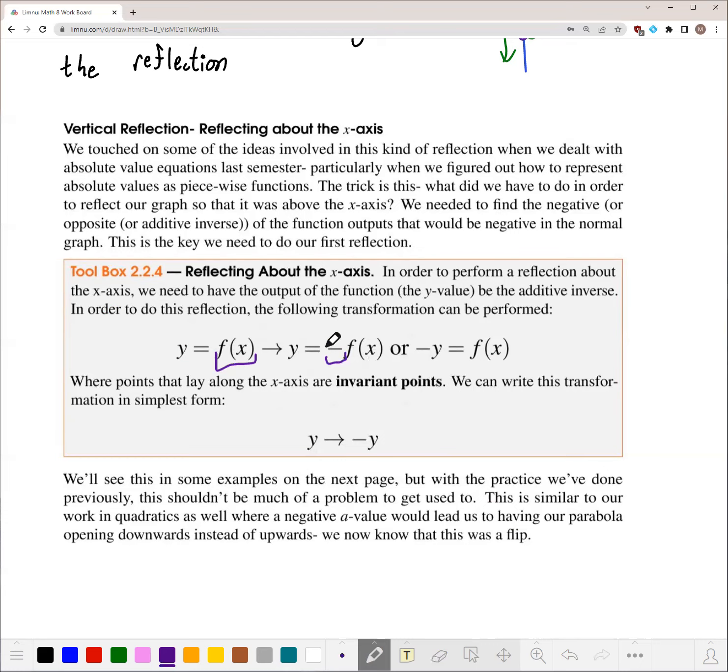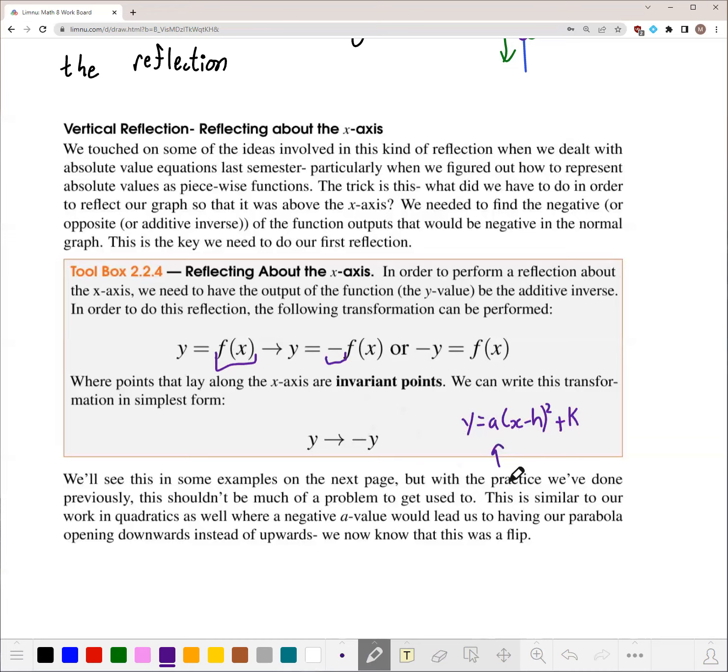I kind of like putting the negative here because we'll later find out, just like with vertex form, where we had y equals a times (x minus h) squared plus k, this a could be negative. This negative sign is the same one that we applied to that a to flip our parabola.